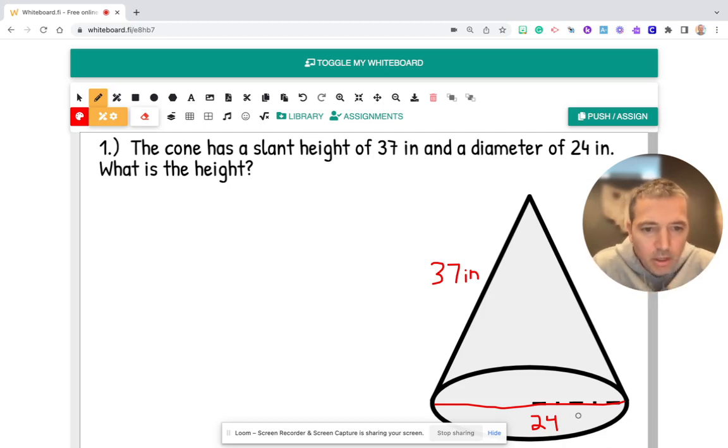So let's add our height here. If we add our height going straight down, well, now we have two right triangles, right? So if I put that right angle there, now you can see that right triangle a little better. So if the whole diameter is 24, that means that the radius is 12. So I'm going to label this as 12. And I'm missing the height here.